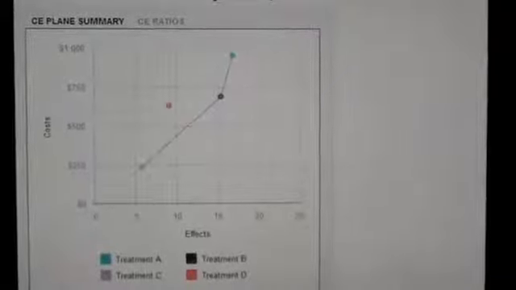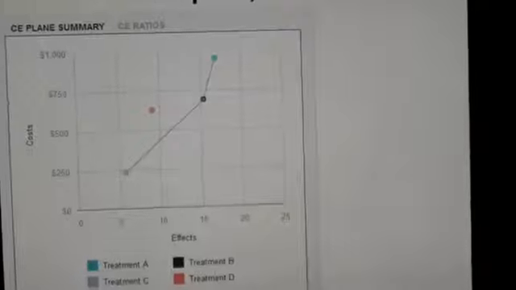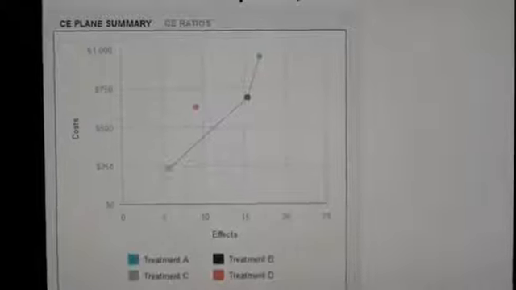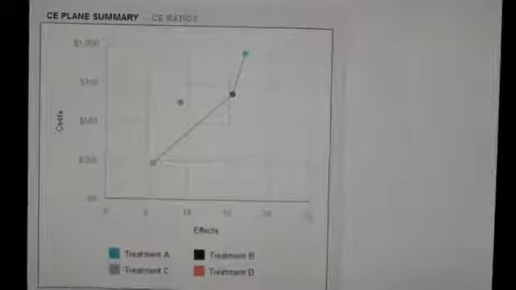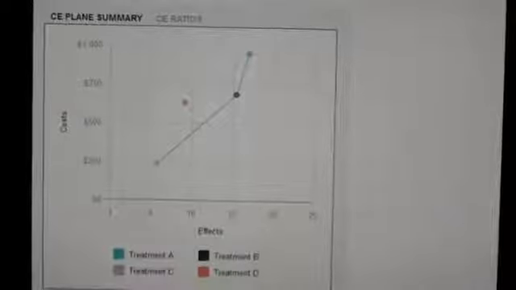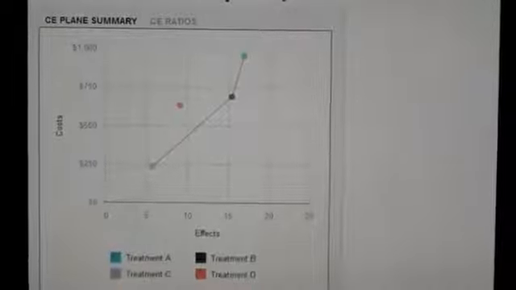And because we're looking now at the cost per effect, when we plot these on this graph and join them, what we are doing is calculating or revealing the ICER, because the slope between treatment B versus C, for example, actually represents the delta C over delta E, which is the incremental cost effectiveness ratio.